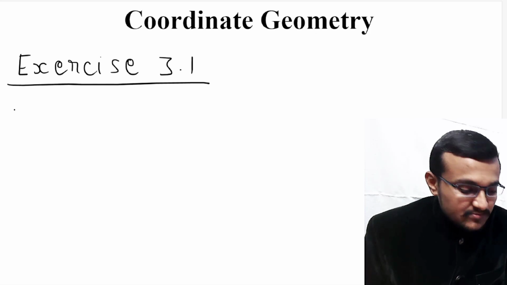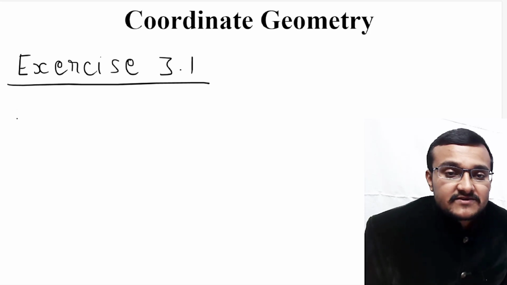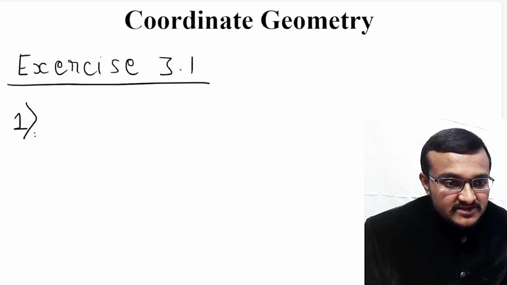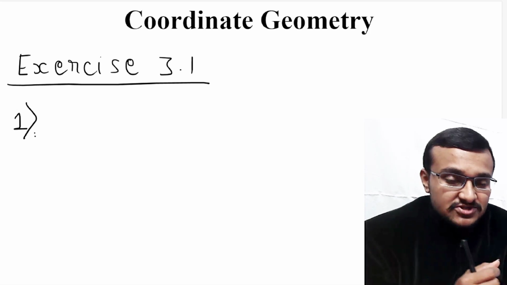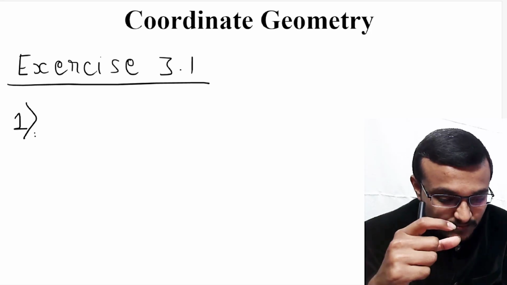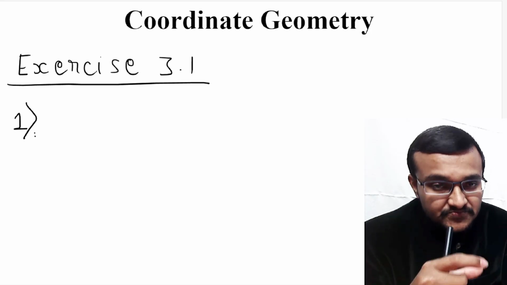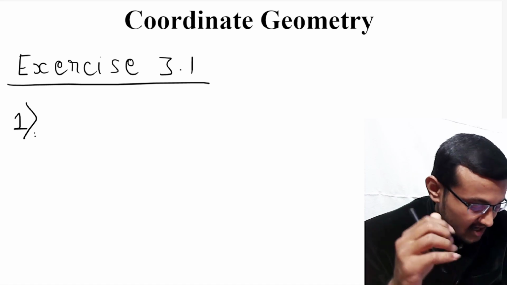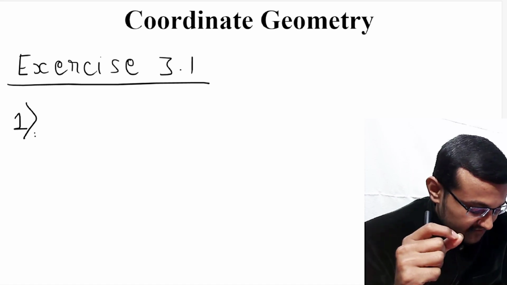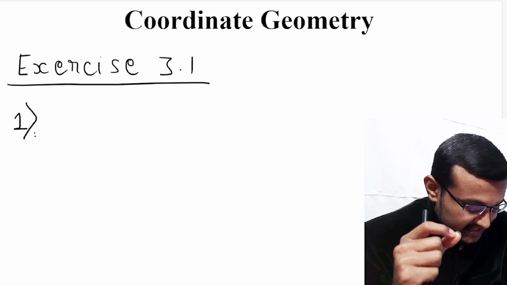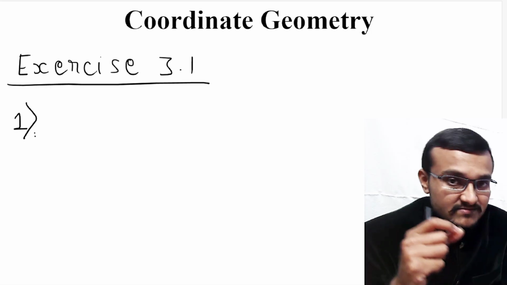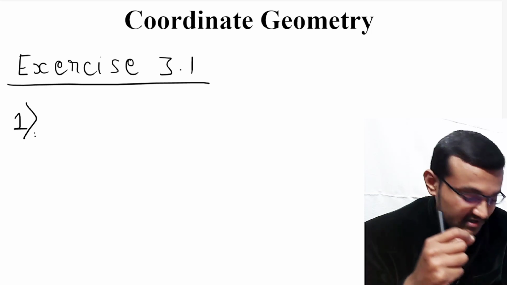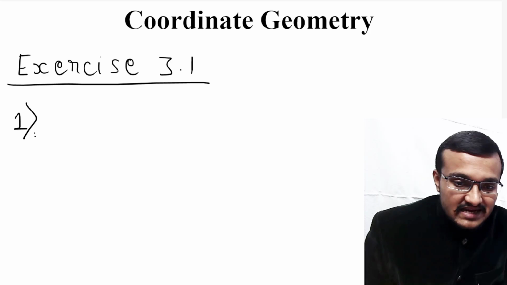Now in exercise 3.1, we will look into the first question. In the first question, they have asked to locate a particular book's position on a table. So here they are asking, how will you describe the position of a table lamp on your study table to another person? Here they have not given a book, they have given a study lamp.